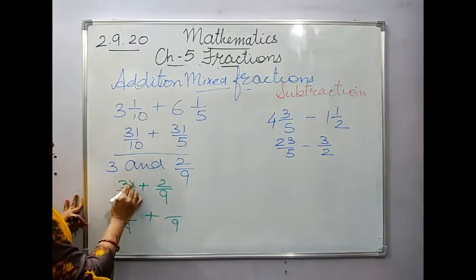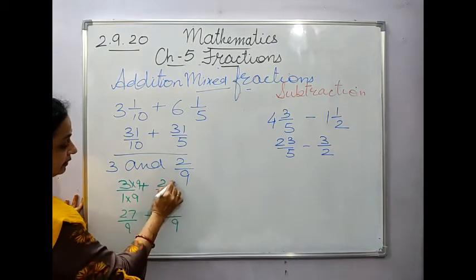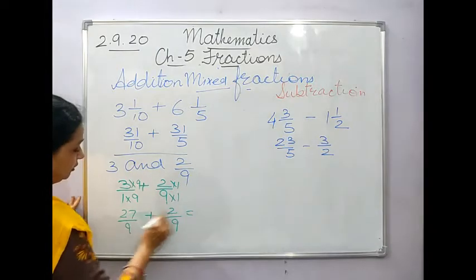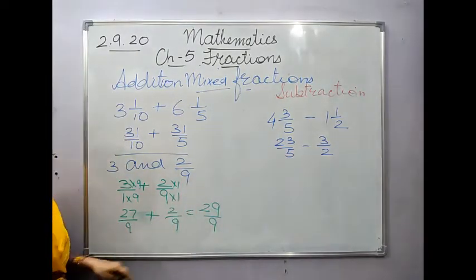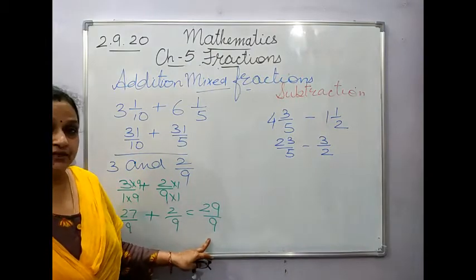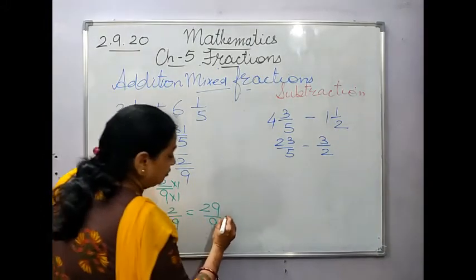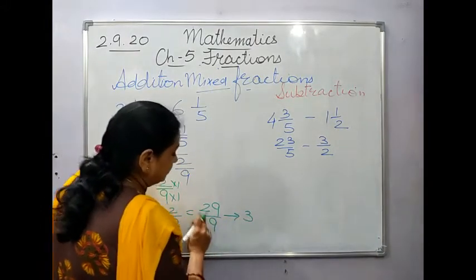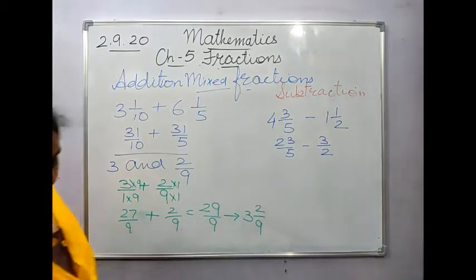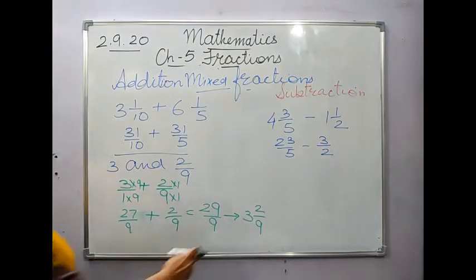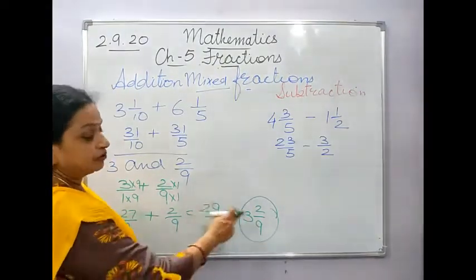1 9s are 9 and 3 9s are 27. 9 1s are 9 and 2 1s are 2. 27 and 2 is 29 upon 9. Now this is an improper fraction, so you have to divide it. Your answer will be 3 9s are 27. This is your answer. You have to reduce it into the lowest term.